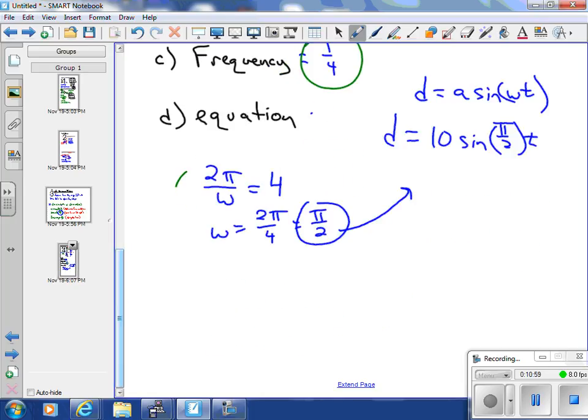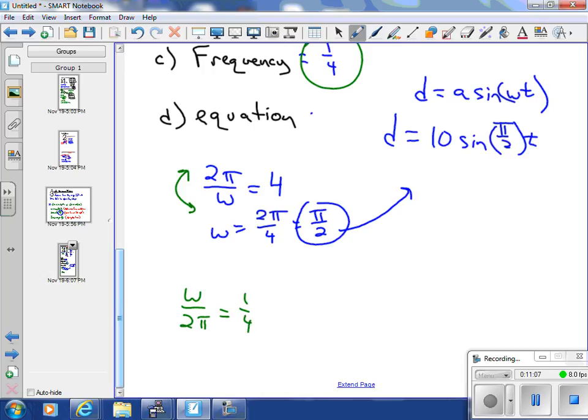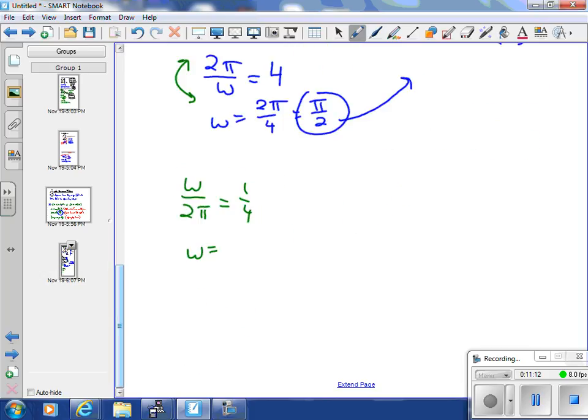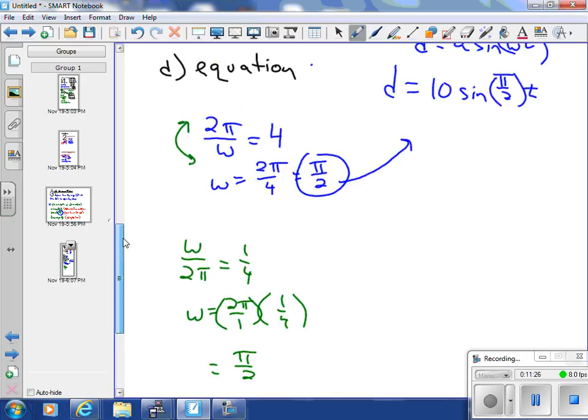I should point out, I know before we said that the frequency here is 1/4. Let me point out something here. The frequency is the reciprocal of this. So if I set W over 2 pi equal to what I got for frequency, W should come out to be pi over 2 here. So W is going to equal, multiply both sides times 2 pi, so 2 pi over 1 times 1 over 4. Sure enough, it does simplify to pi over 2. Just a little bonus piece of information there, just so you can see that it's all consistent with what we're telling you here. Okay, that's a lot of information in 11 minutes.